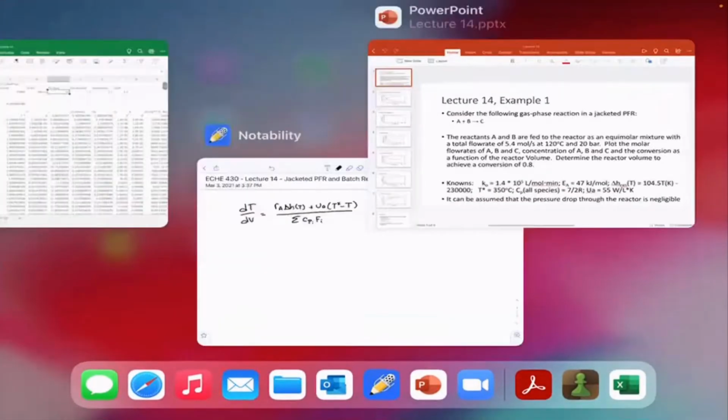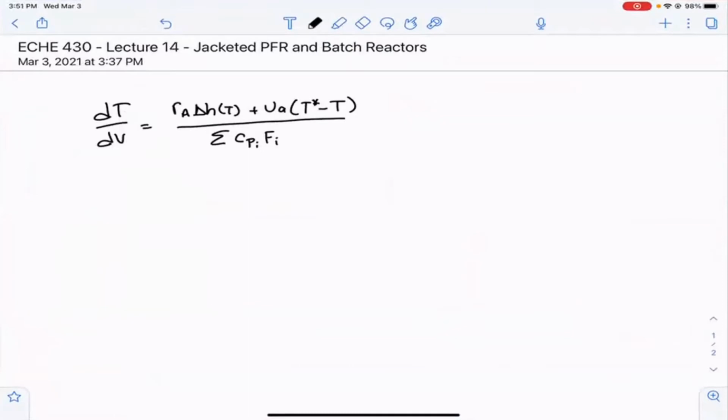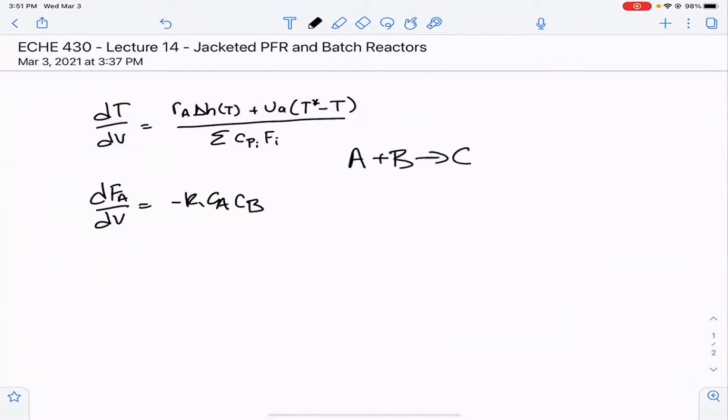So what we're going to need to do here is to have both the energy balance and the mass balance for each of our species. Now we know for a plug flow reactor that our mass balance is dF_i/dV equals r_i. And if we implement that specifically for, let's say, A, well, we know that that's equal to r_A. And the rate law when A plus B goes to C, if it's an elementary reaction, is minus k1 times C_A times C_B, right? So we'll say A plus B goes to C, and we'll assume that this is elementary.